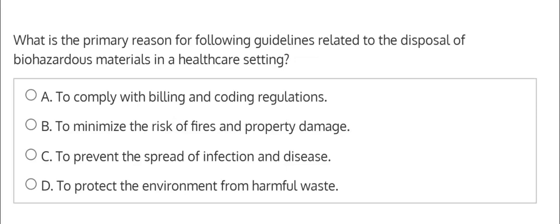What is the primary reason for the following guidelines related to the disposal of biohazardous materials in a healthcare setting? So let's break down biohazards.